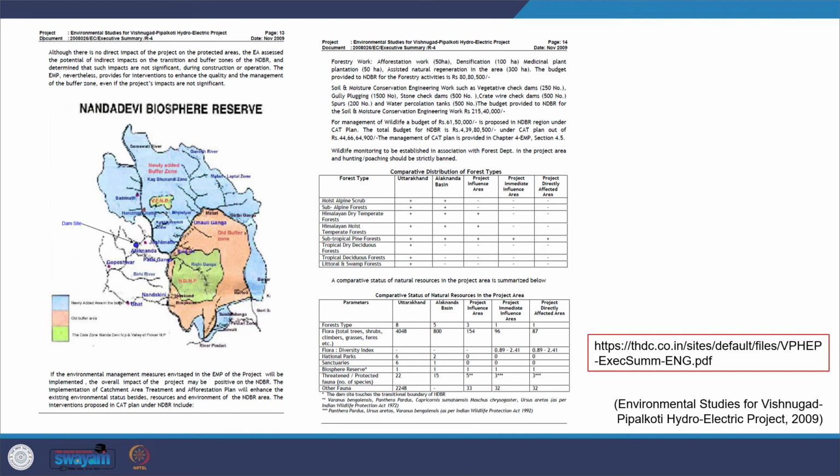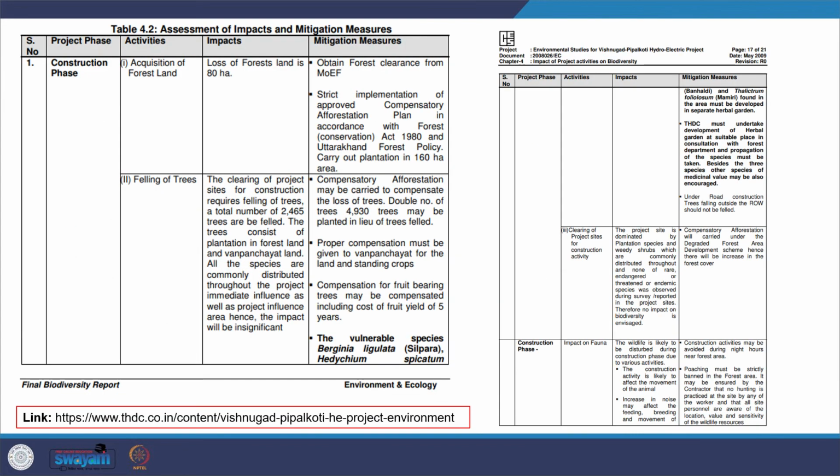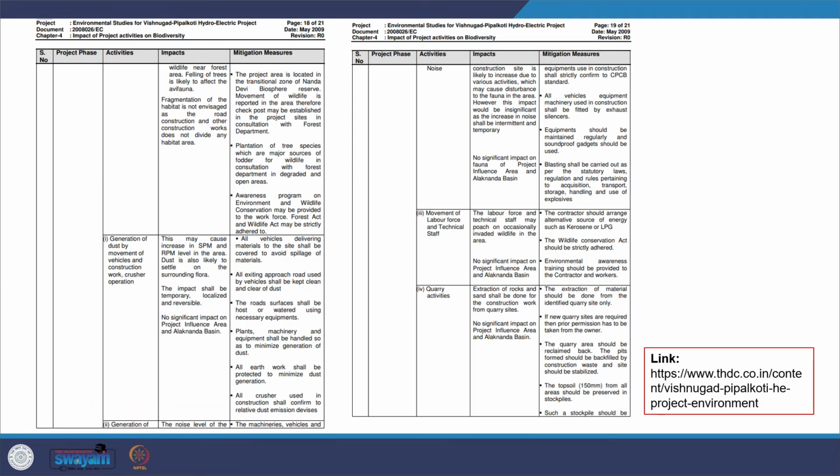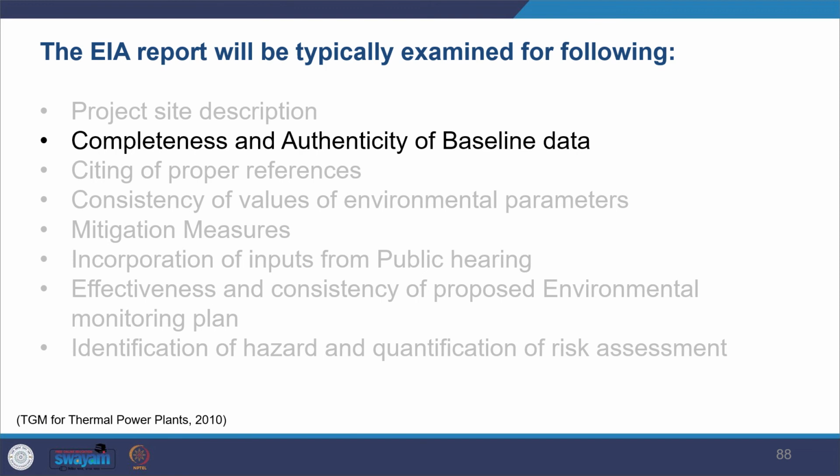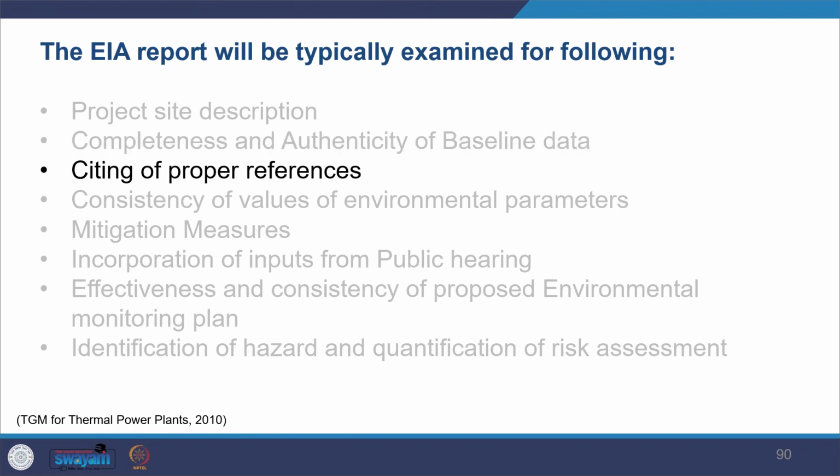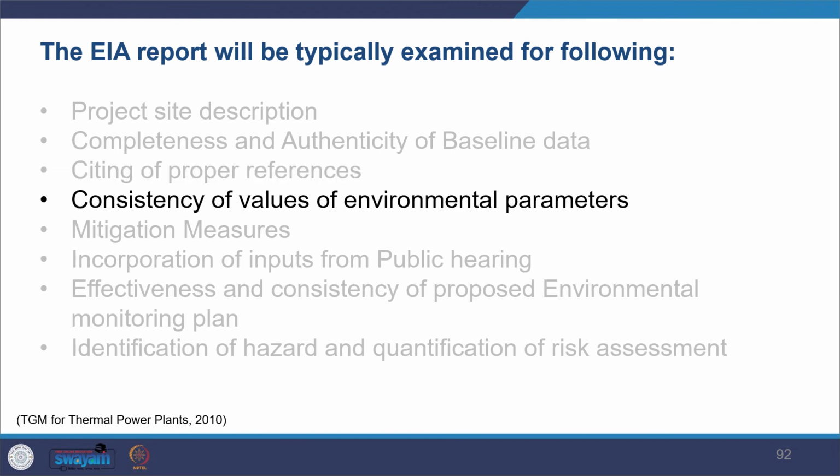And then how various impacts have been communicated here. They have summarized all the impacts and how the mitigation measures are there. All of this you see here, they have done project phase wise. They will also check for completeness and authenticity of baseline data, citing of proper references, so whether all the data you have taken and where you have taken it from has been properly indicated or not. Whether the values of environmental parameters are consistent with each other or not would also be checked. What are the mitigation measures? That is all given in this as well.